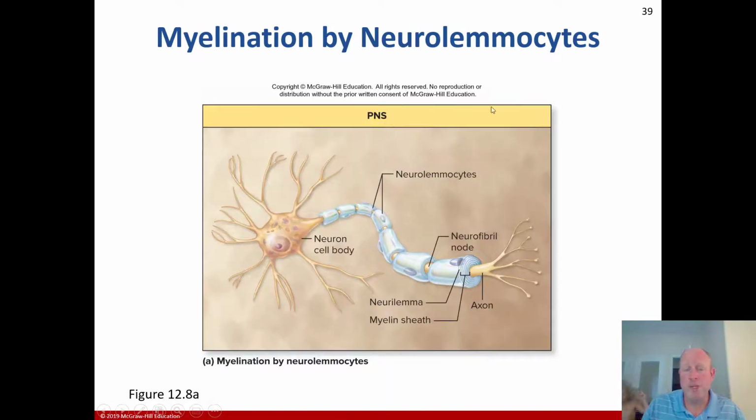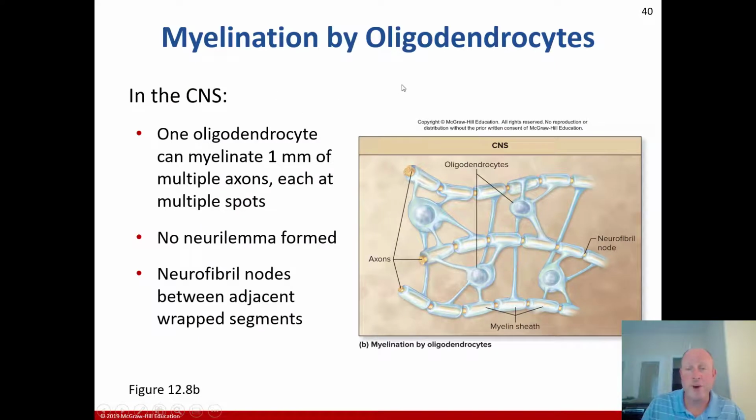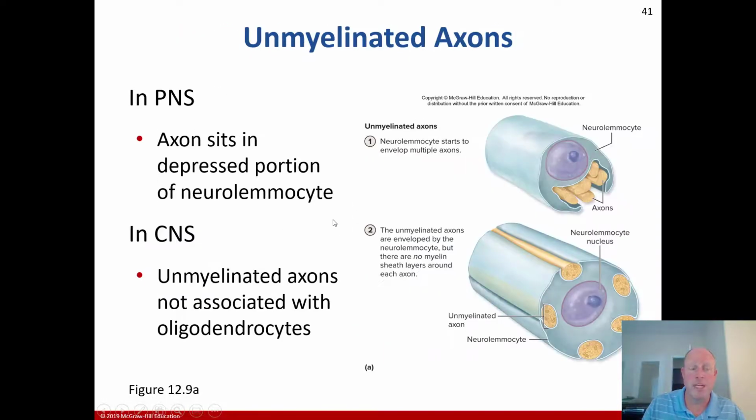And the myelination by neurolemmacytes within that PNS: you can see the neuron cell body, the neurolemmacytes here, our neurofibril node, there's our axon, that neurolemma, and that myelin sheath continuing to build around the outside of that axon. For the myelination by oligodendrocytes in the CNS, one oligodendrocyte can myelinate 1 millimeter of multiple axons, each at multiple spots. There's no neurolemma formed. Those neurofibril nodes are here, between adjacent wrap segments.